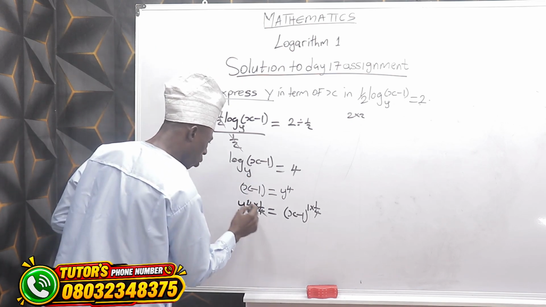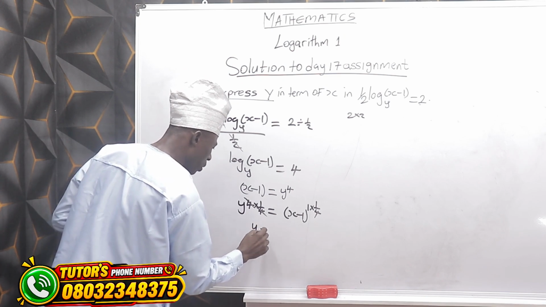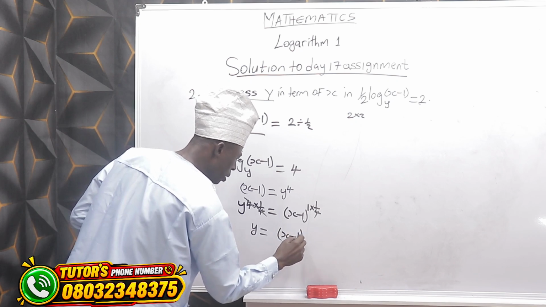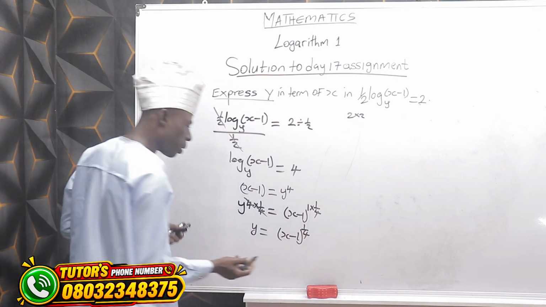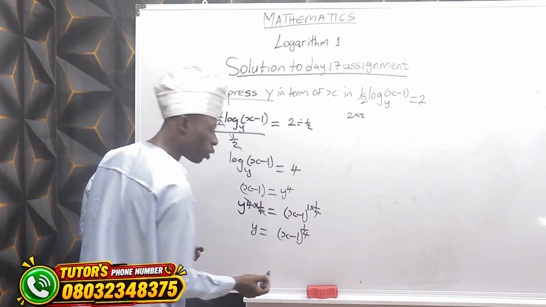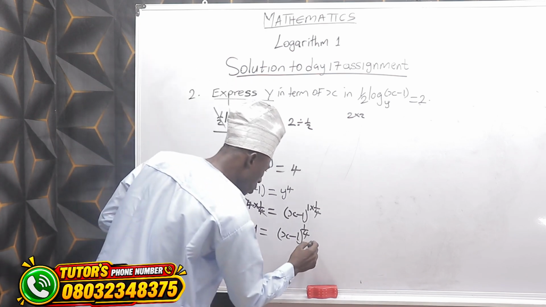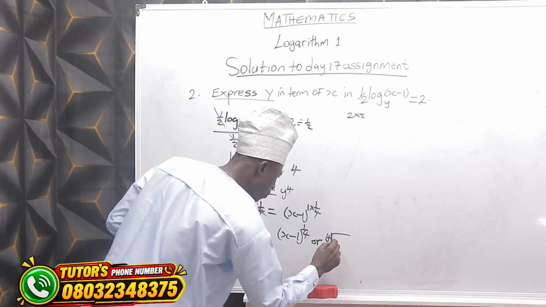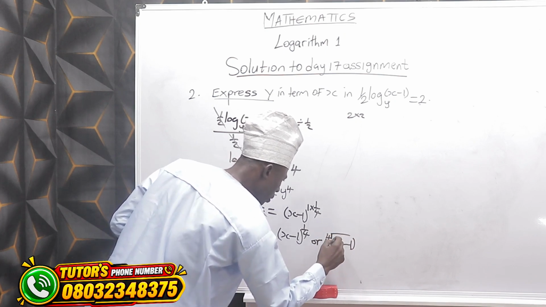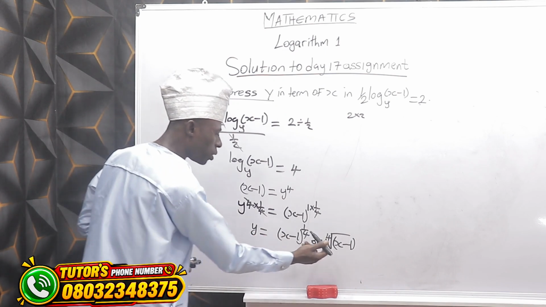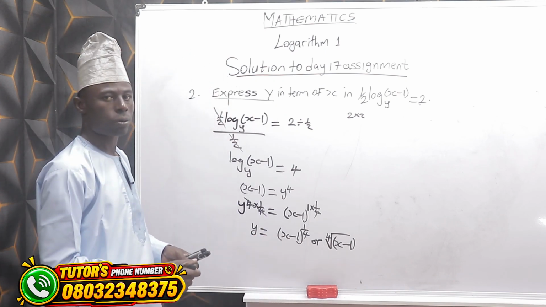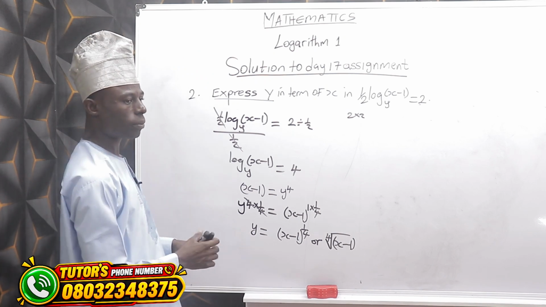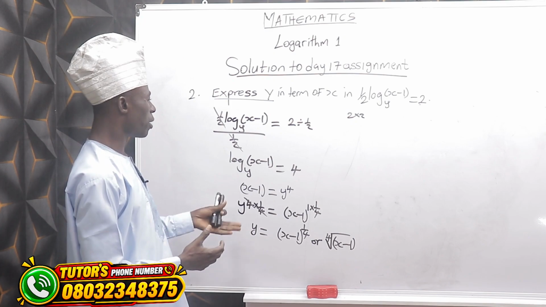So this, we cut this. We have y equals (x minus 1) in bracket raised to power 1 over 4. This is a good answer. And if you want to leave it in root form, it is the fourth root of x minus 1. So either this way or this way, you are good. So let's move to question number 3. This is the end of this question.